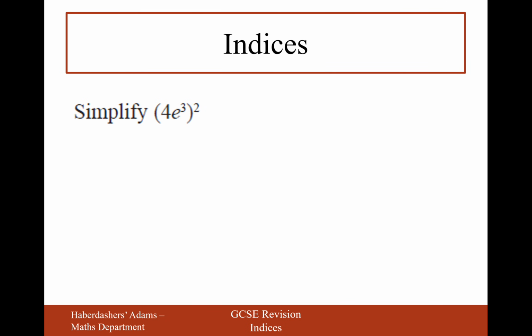Okay, so you do 4 to the power of 2 as normal, because 4 is a normal number at the front, so that's 16. And then you multiply your indices together, so it'd be e to the 6. There we are, let's have a go at the next one, pause the video and have a go at this one.